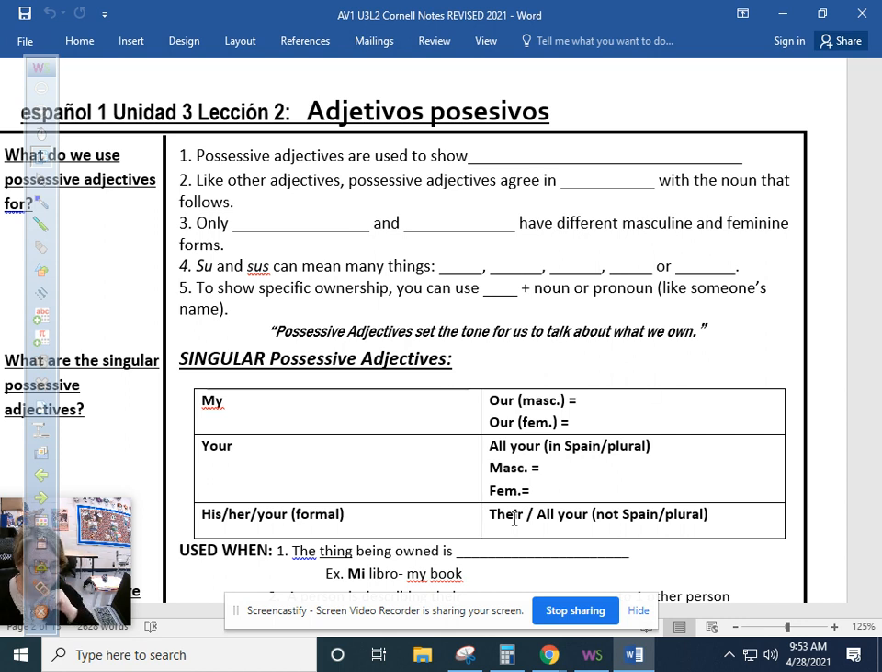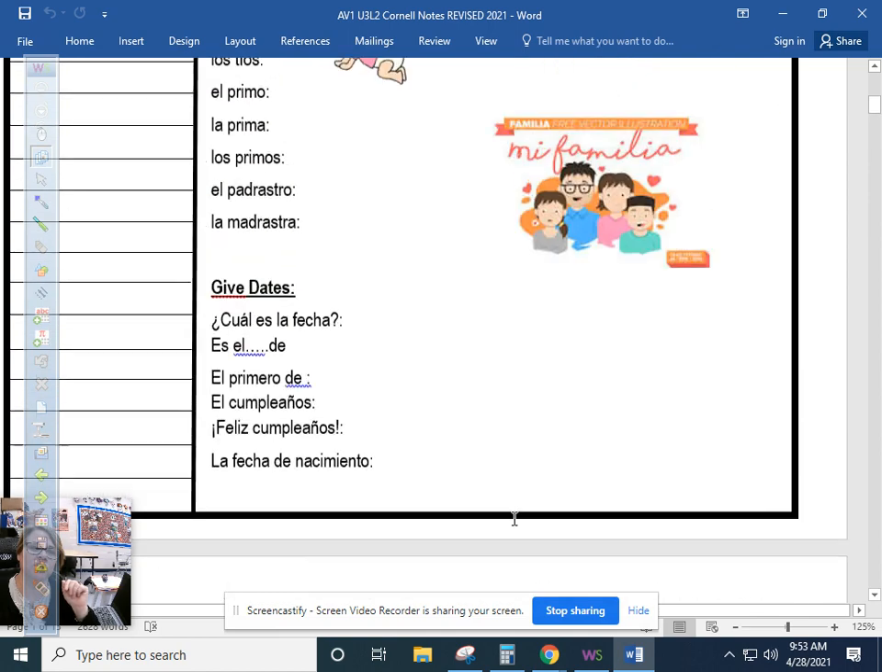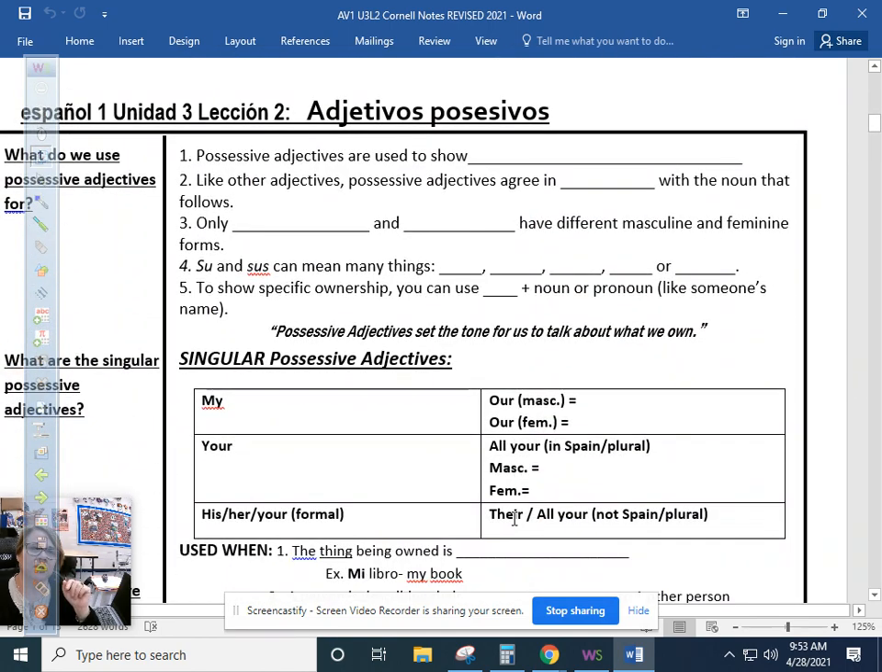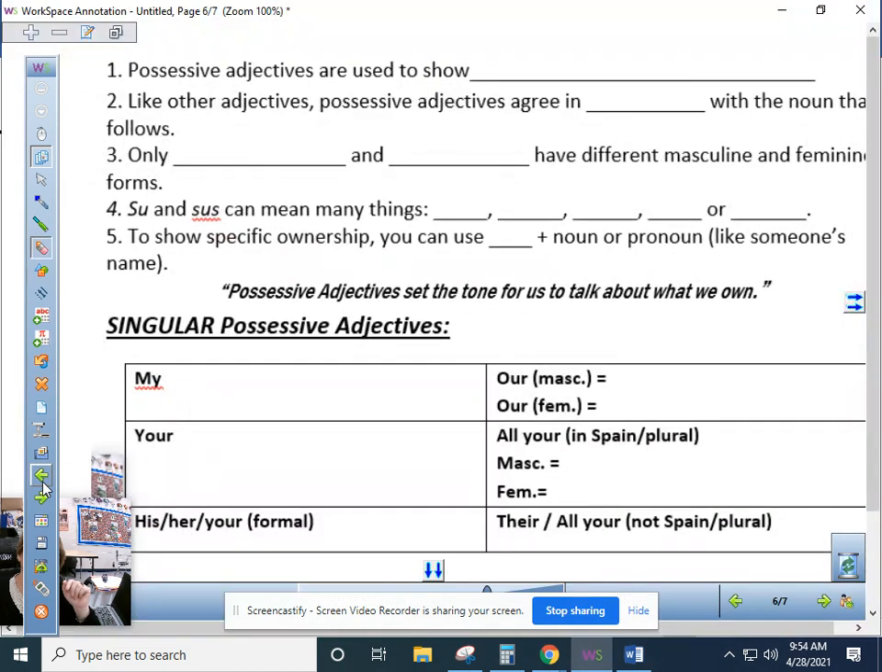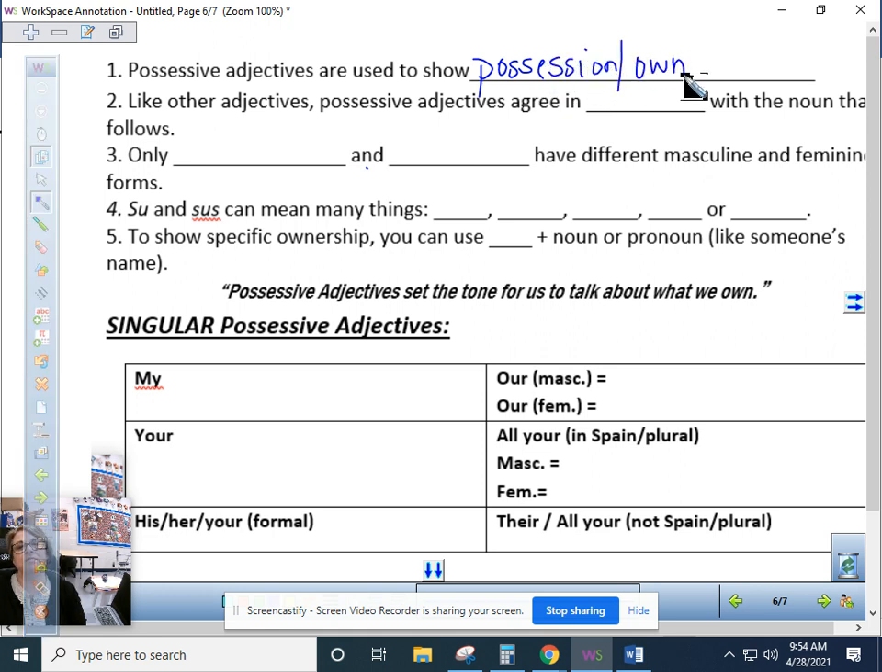So you need to get your note packets out. Turn to the page that says adjetivos posesivos. It's right after the vocabulary. Let's begin. Okay, so possessive adjectives are used to show, obviously, possession. It's in the word possessive, right? Possession or ownership of something.